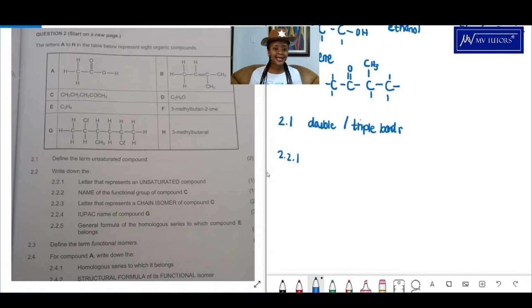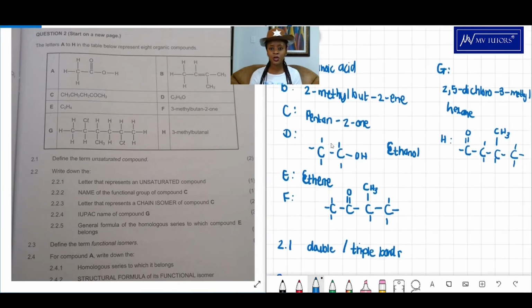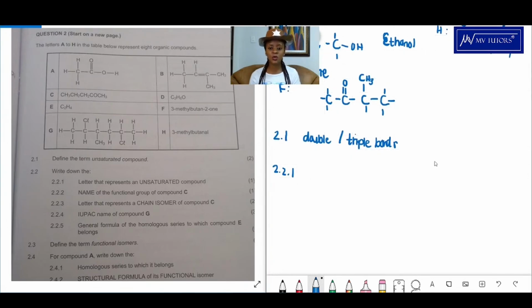2.2.1, letter that represents an unsaturated compound. So we're gonna go have a look. Which one here is unsaturated? Well, I see ene for B. Okay, so alkenes, alkynes, unsaturated. So I see ene here, and I also see ene there for E. So B and E. It's only one mark, so it's up to you. You could either say B or E.